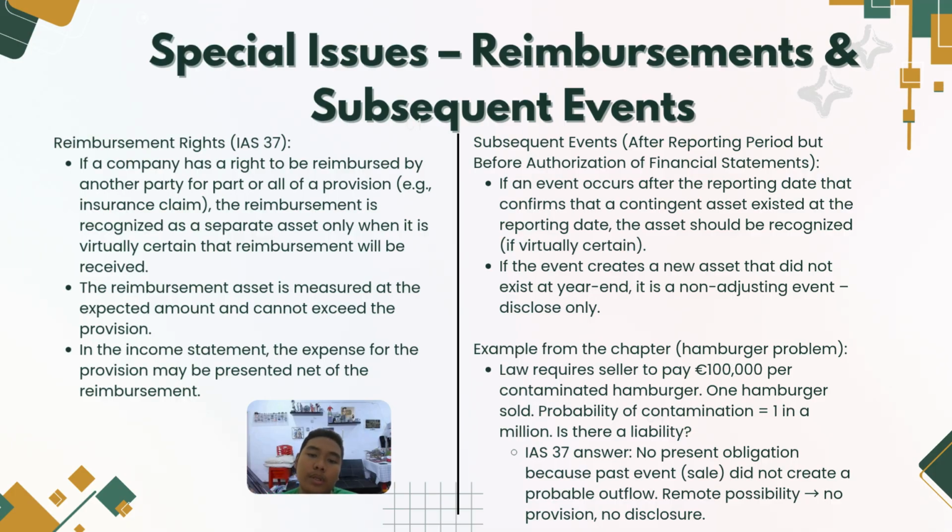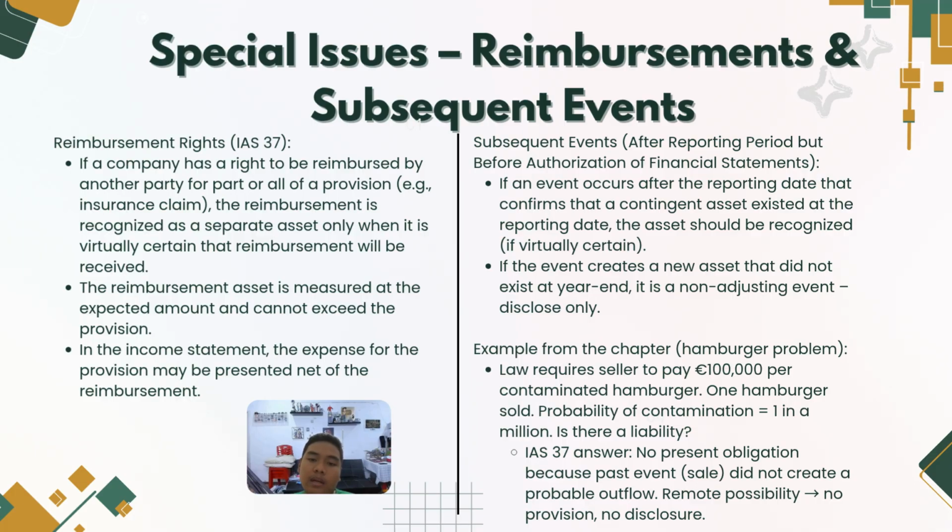If another party will reimburse you for part of a provision, like insurance, you recognize a separate asset only when reimbursement is virtually certain. The asset cannot exceed the provision. On the income statement, you can show the expense net of the reimbursement. Then subsequent events. If an event after the reporting date confirms that a contingent asset existed at year end, it is recognized as an asset. If the event creates a new asset that did not exist at year end, it is a non-adjusting event. You only disclose it.